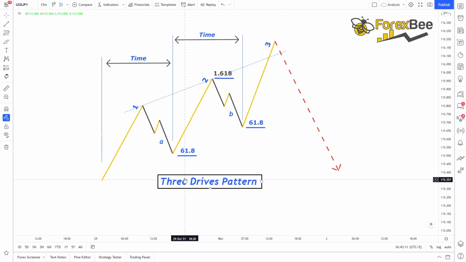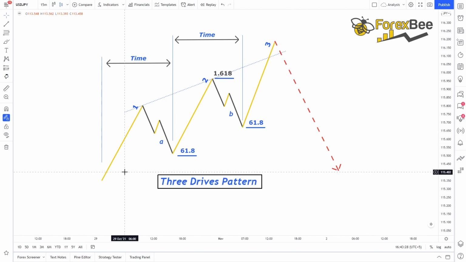So today in this video, we're going to talk about the three drives pattern. This pattern is basically a reversal pattern, and after the formation of this pattern, the market trend is reversed. So let's say if the market is going in the bullish direction, after the formation of this pattern, the market will go in the bearish direction.